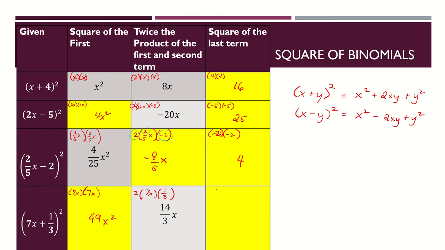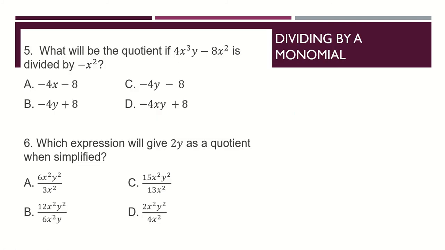And then, for the last item, this is from 1/3 times 1/3. So, this is 1 over 9. Okay? So let us now proceed with the next part. So, syempre, after ng square of binomials natin na topic, we have dividing. So, dividing by a monomial and long division, okay? So, several items will be found on test 1, kaya sa may choices yung mga yan.